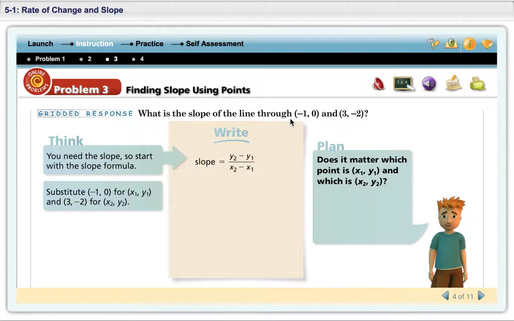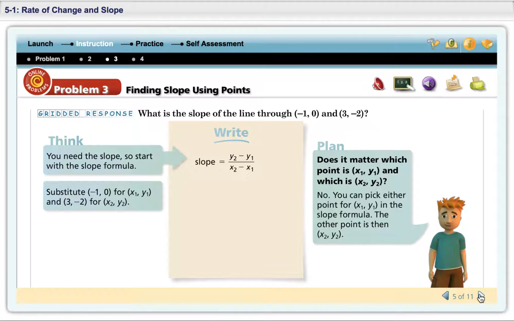It's just a matter when you subtract the differences between the y's that they need to be in the same order. So if I start with my negative 2 as y sub 2 here, I have to use my x as the number I'm subtracting from over here. So if I'm subtracting from negative 2, I have to subtract from 3. Same if I was subtracting from 0 to start, I'd have to subtract from negative 1 to start here. The order matters. You can't mix and match, or you'll end up with the wrong answer.